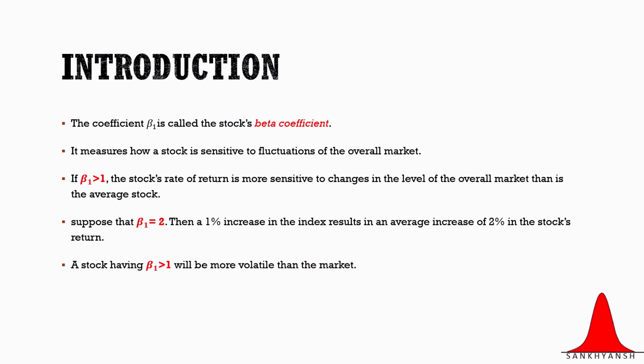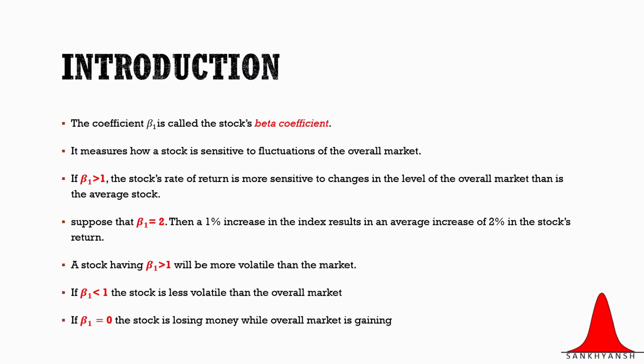A stock having beta 1 greater than 1 would be more volatile than the market, and if beta 1 is less than 1, the stock is less volatile than the overall market. And if beta 1 is less than 0, the stock is losing money while the overall market is gaining. When the market is going upwards, the particular stock would go downwards.